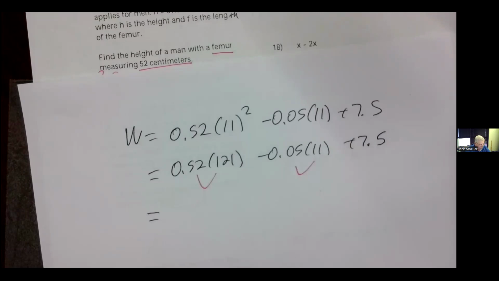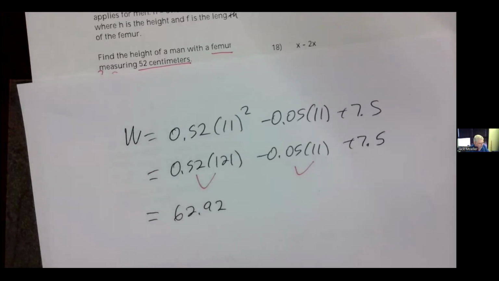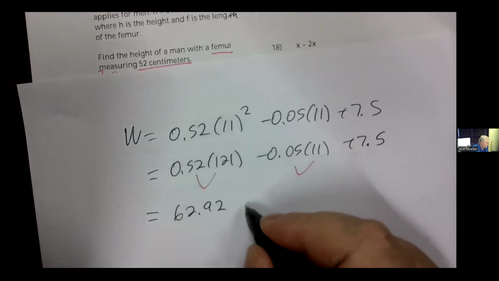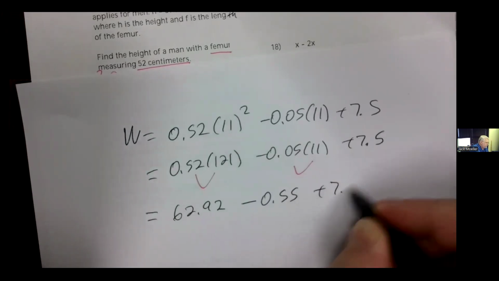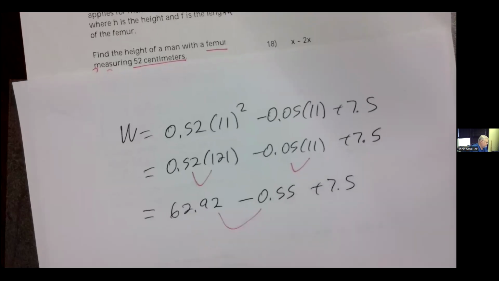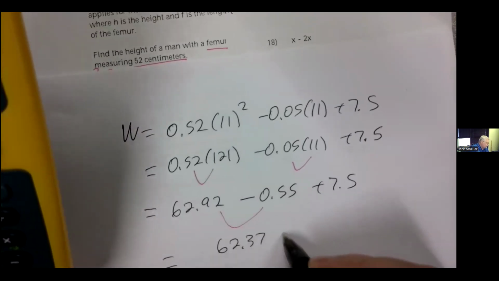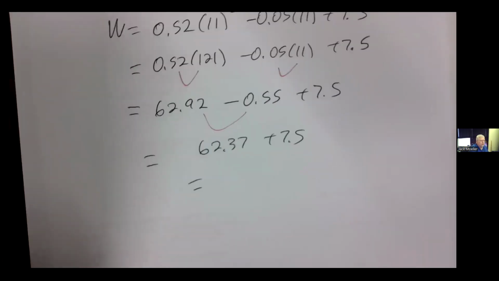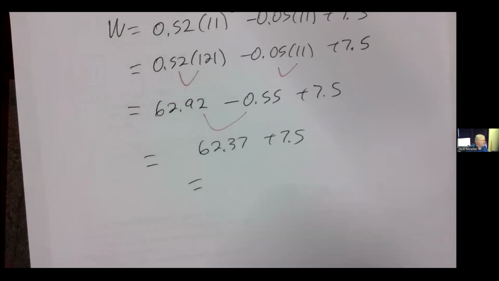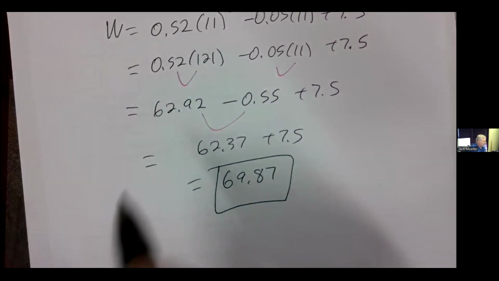All right, these are definitely calculator problems. So 0.52 times 121 is 62.92. Now we have negative 0.05 times 11. That's going to give us negative 0.55 plus 7.5. And now we just add and subtract from left to right, so that's 62.37 plus 7.5, which gives us 69.87. That's our final answer. So what is that? That is W.